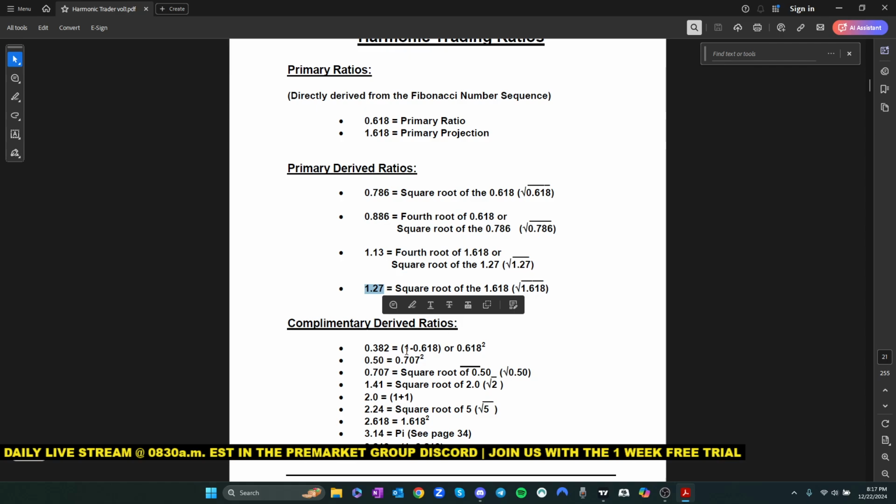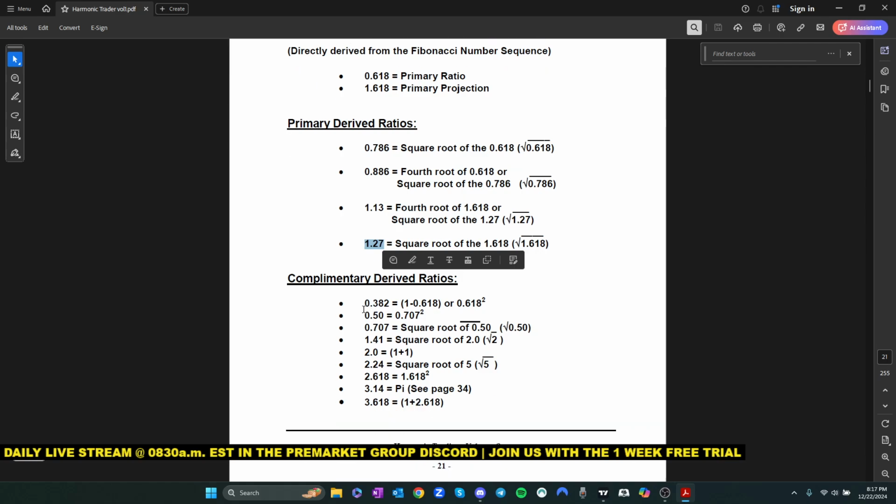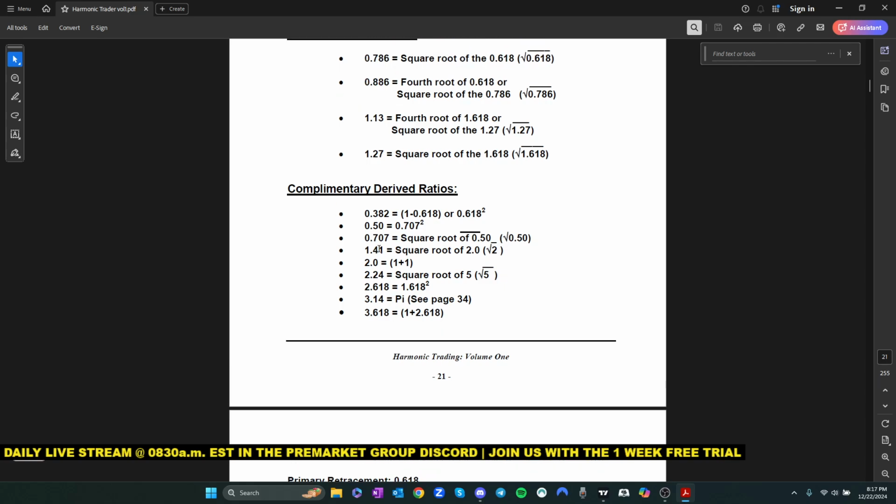And then we have all these other ratios down here, these complementary derived ratios. All this really does is explain where these ratios come from. So the 0.382 fib, which is relational to the 0.618, is just 0.618 squared. As you can see right here, 0.618 squared equals 0.382.